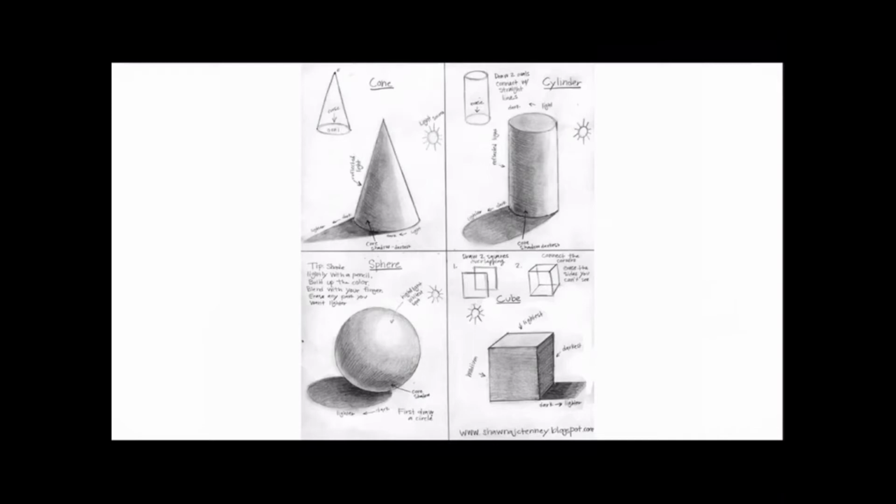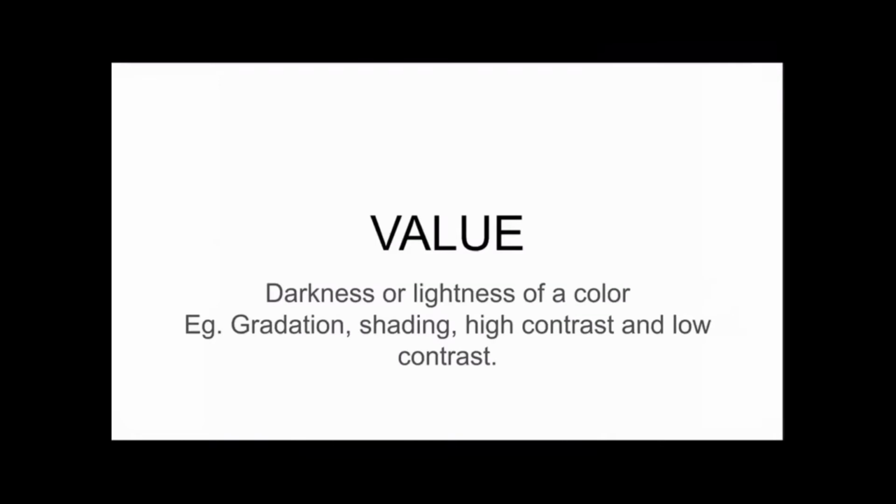So again, we have line, shape, and form. And in order to create a form on a two-dimensional surface, you need to have good value. So value is the darkness or lightness of a color. Some examples are gradation, shading, high contrast, and low contrast.